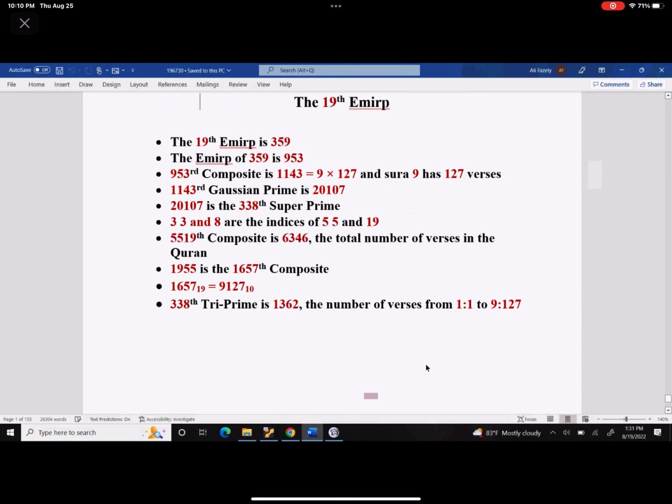Okay, so I'm going to start today with the 19th Emirp. Emirp means it's the backwards written of prime. So if you write prime backwards, it becomes Emirp. So these are the prime numbers that if you write them backwards, then you get another prime number. The 19th such number is 359.